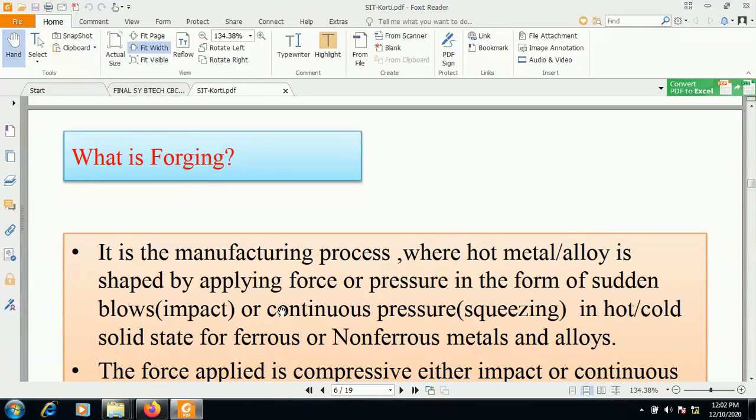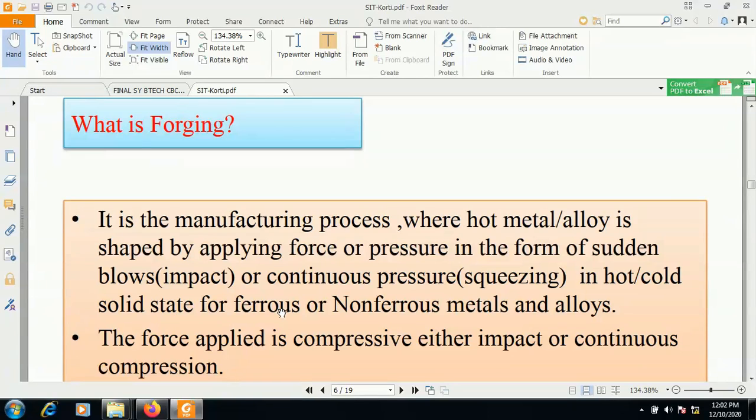It is also a manufacturing process where hot metal or alloy is shaped by applying force or pressure in the form of sudden blows, called impact, or continuous pressure, called squeezing, in a hot or cold solid state for ferrous and non-ferrous metals and alloys. This forging is also a manufacturing process. It falls under the category of deformation processes, and mostly we do forging at an elevated temperature, above the recrystallization temperature, by heating the metal or alloy up to the plastic deformation temperature.